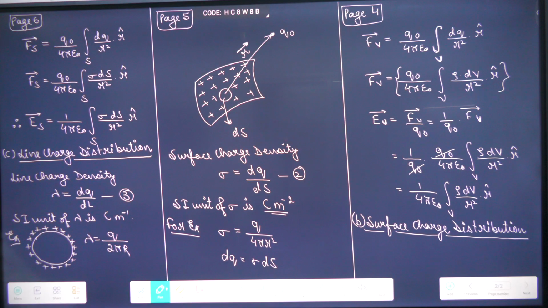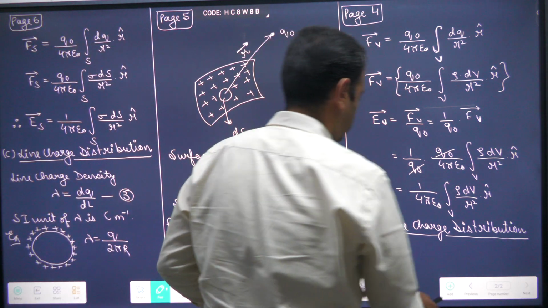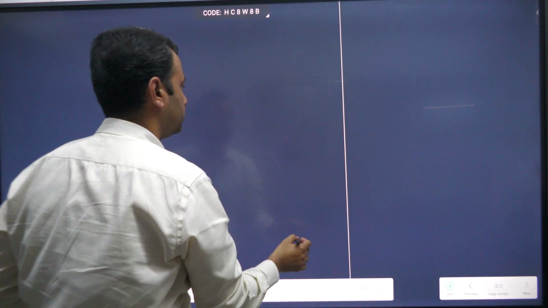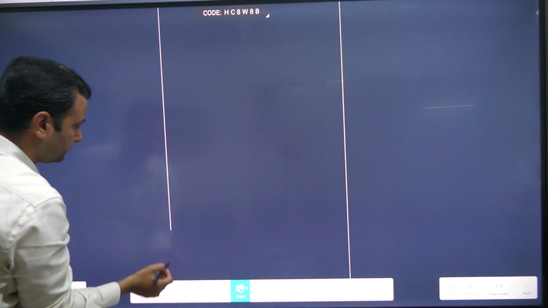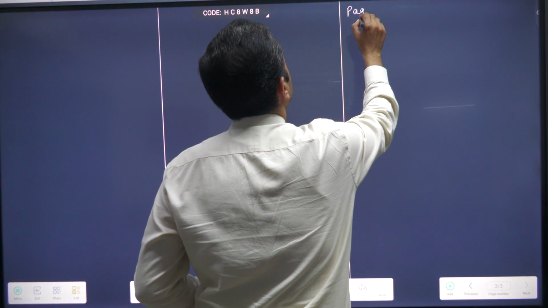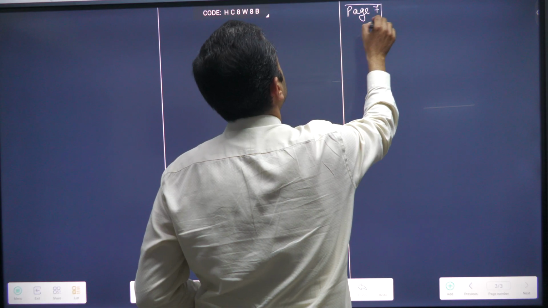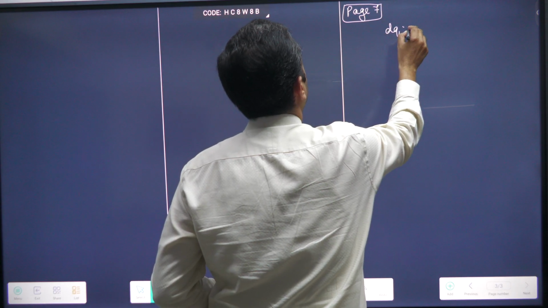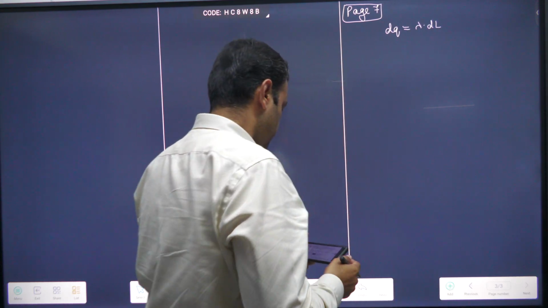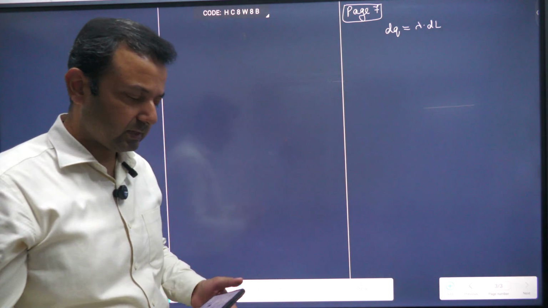Now let us talk about the charge contained in a small length dl. Lambda is equal to dq by dl, so dq will be lambda into dl. dq is equal to lambda into dl. So the force on q naught due to the entire length L is given by the following.